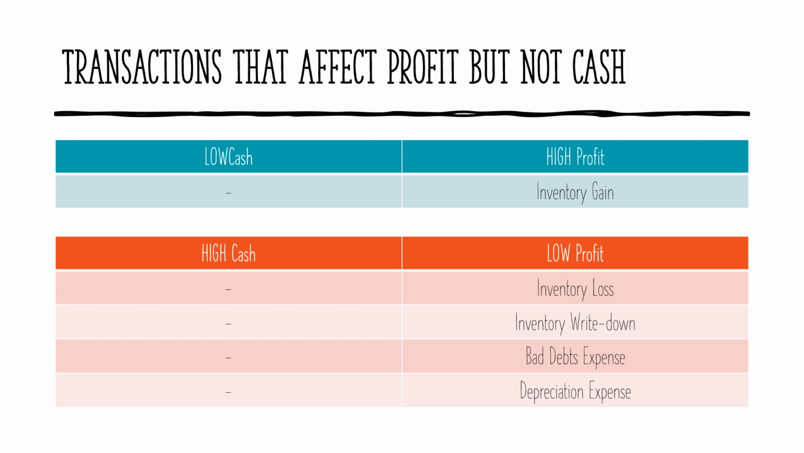In the second table, we have examples such as inventory loss, inventory write-down, bad debts expense, and depreciation expense, which all decrease profit. However, they are not cash transactions, and therefore there are no effects on cash. This leads to a situation where we have low profits but high cash.